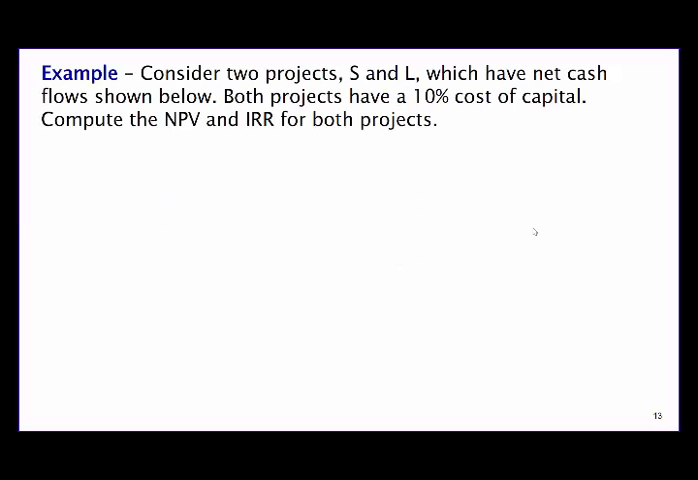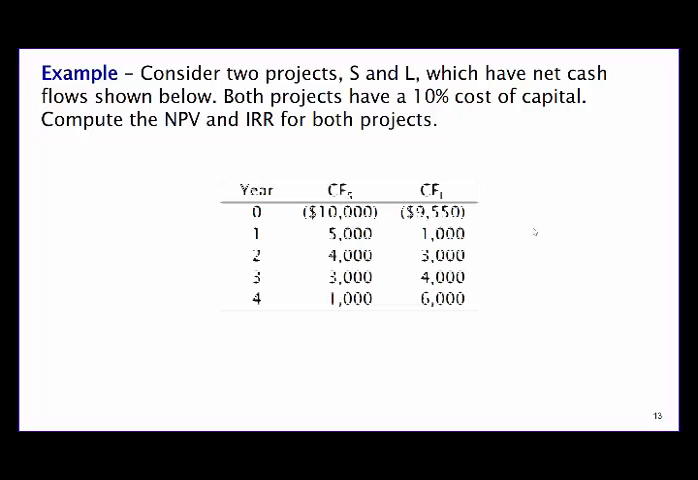Consider 2 projects, Project S and Project L, which have net cash flows shown below. Both projects have a 10% cost of capital. Compute the NPV and IRR for both projects, and we'll decide whether to accept or reject the projects. You can see they both are 4-year projects. Project S has a net cash outflow at time 0 of $10,000, followed by inflows of $5,000, $4,000, $3,000, $1,000. Project L has a slightly smaller net cash outflow, $9,550, and then net cash inflows of $1,300, $3,000, $4,000, and $6,000. Keep in mind the cost of capital is 10%.